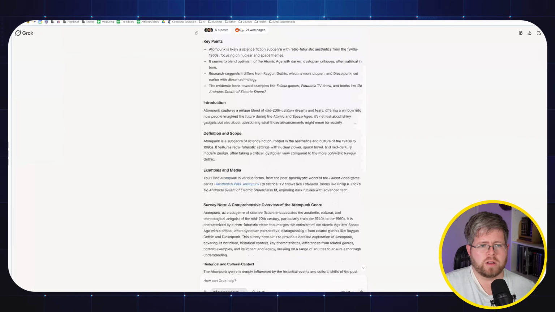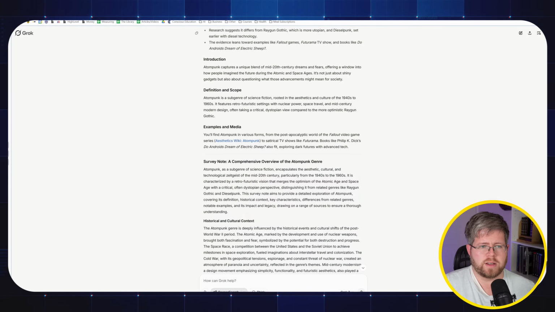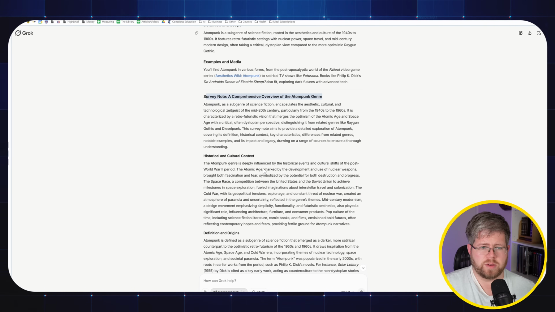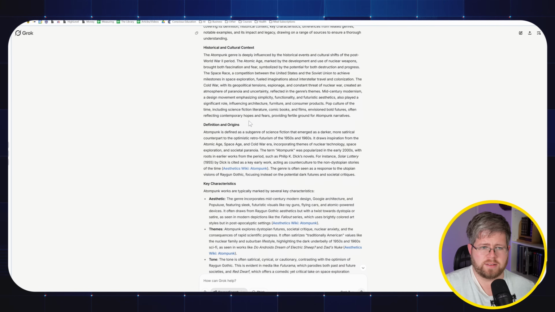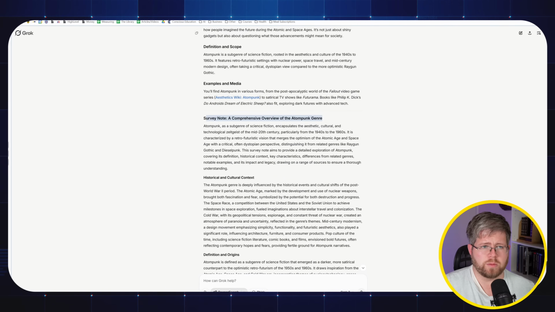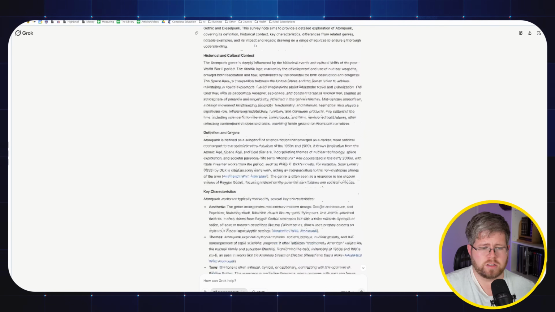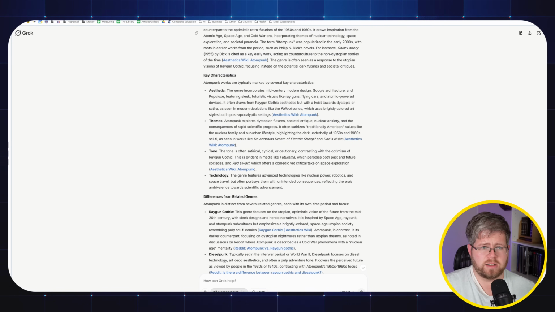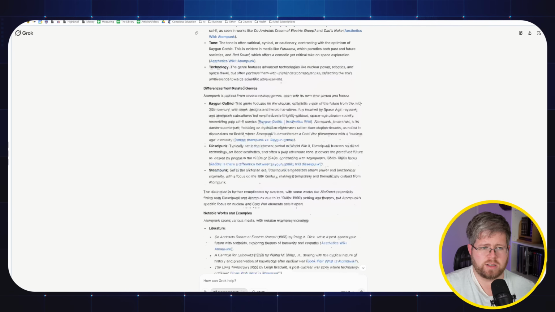But if we just go look through what it gave us, it gave us the definition and scope, examples in the media, a comprehensive overview of the atom punk genre. So we have historical and cultural context, definition and origins, which feels like a repeat from definition and scope here. Key characteristics, including aesthetic, themes, tone, and technology, which definitely fits. Differences from other related genres. Again, we're having the same sort of thing.